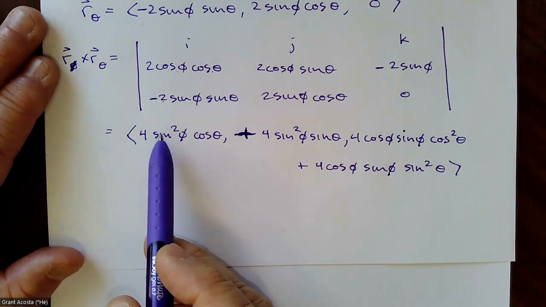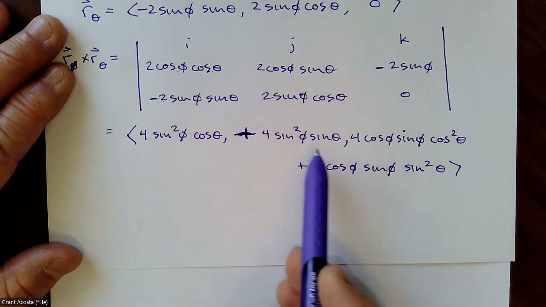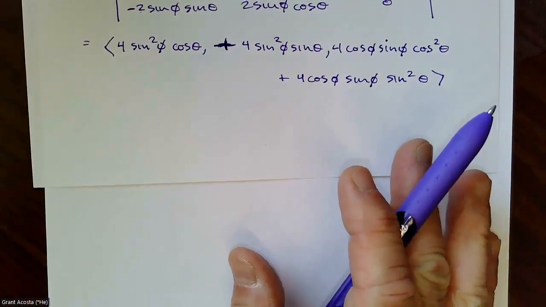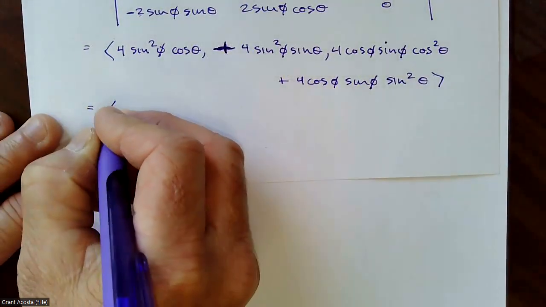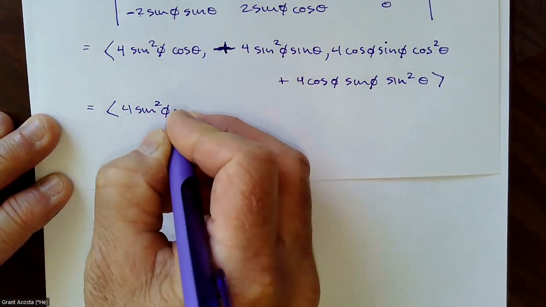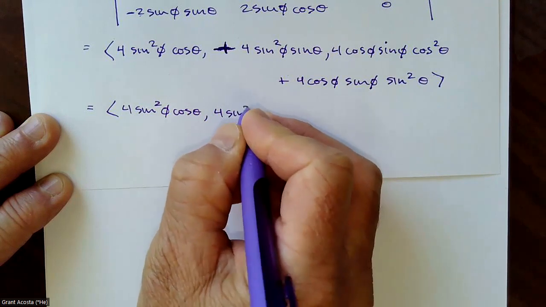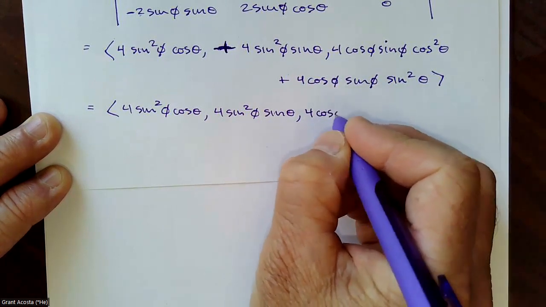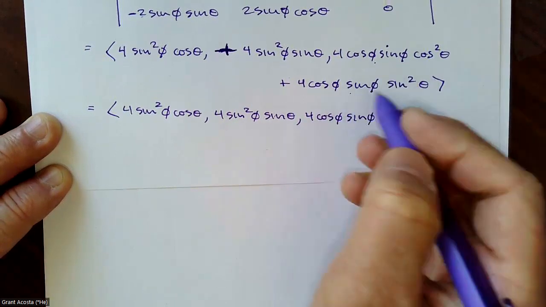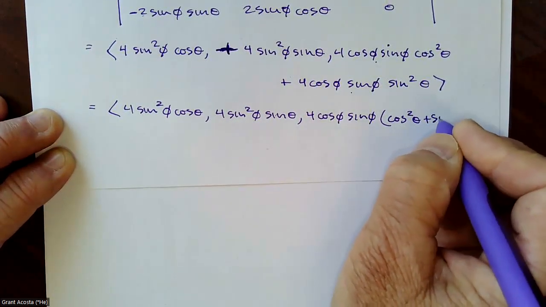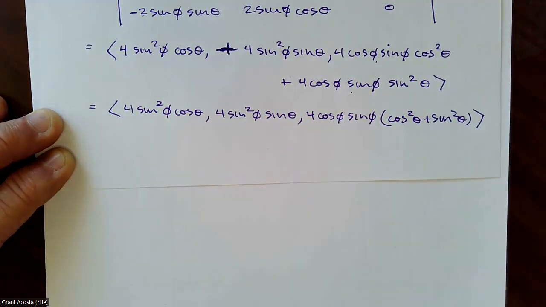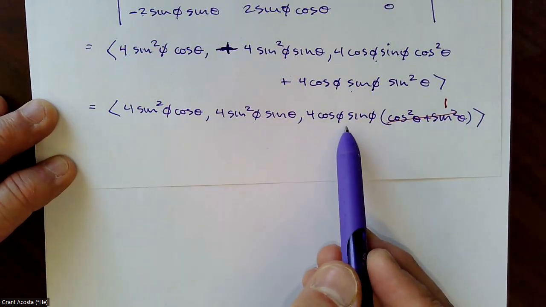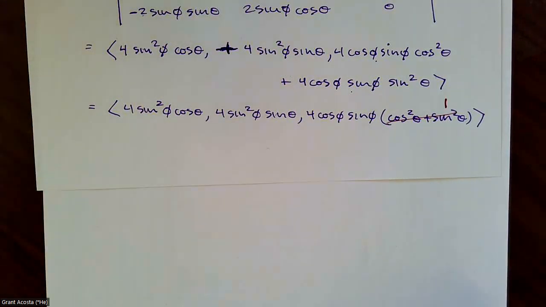And we have to find the magnitude of this vector. So maybe what we should do first is see if we can simplify. I don't see any simplification in the first two components, but for the k component, what can we factor out? If I factor out a 4 cosine phi sine phi from these two terms, that's going to leave me with cosine squared theta plus sine squared theta. How nice, because that's just 1. And that's about all we can do. So now let's find the magnitude of our vector.